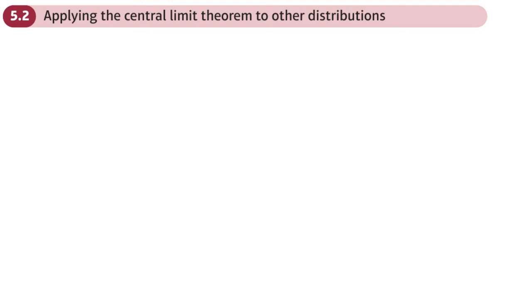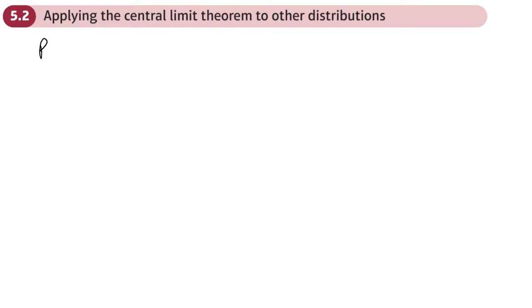So this is the second and final section of the central limit theorem, and we're going to be applying the central limit theorem to other distributions. It doesn't matter what distribution you have, the sample mean is always normally distributed. So if it's a Poisson distribution, geometric distribution, negative binomial or binomial, it's always normally distributed. But what we need to know from our distribution is the mean and the variance of a population.